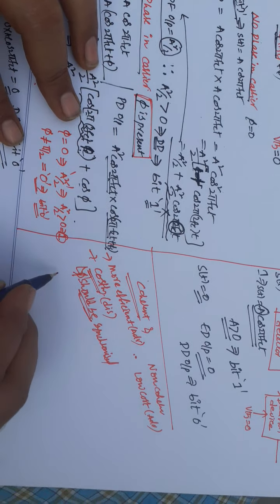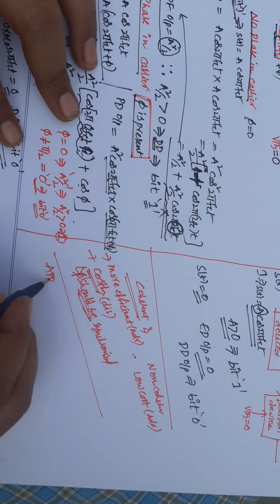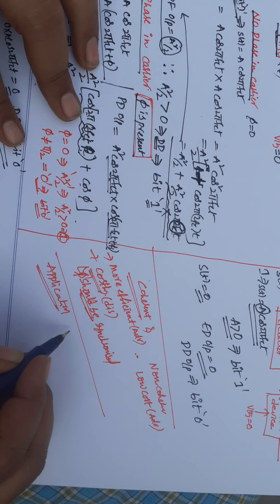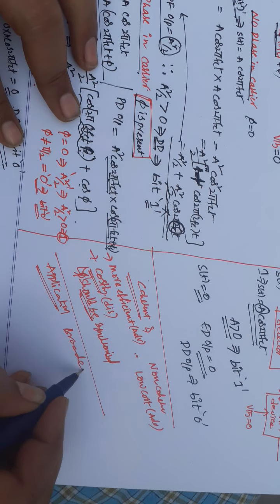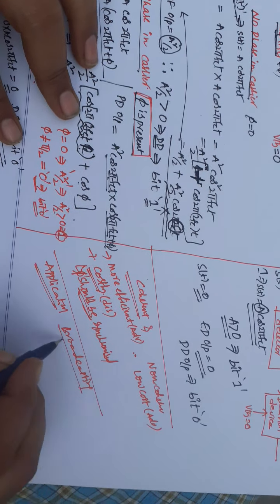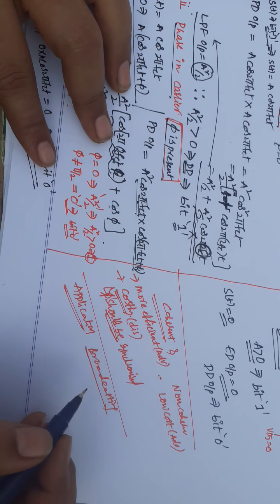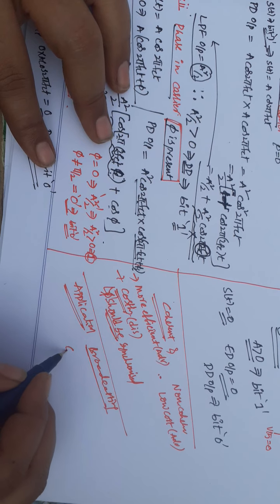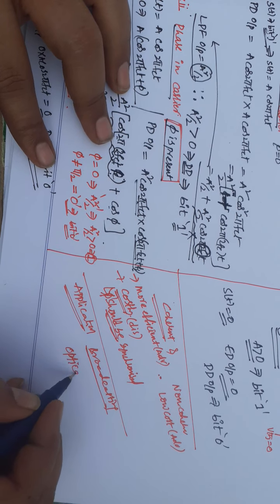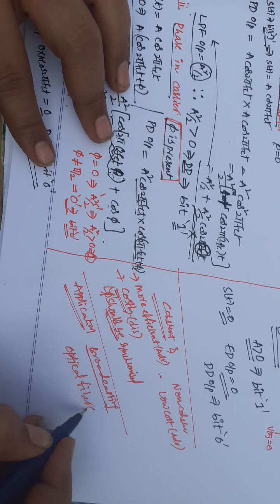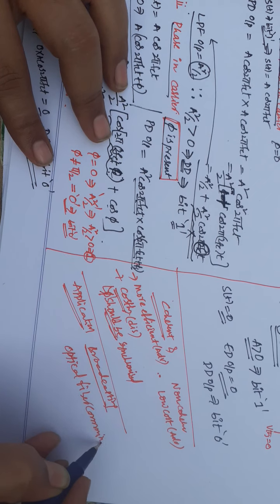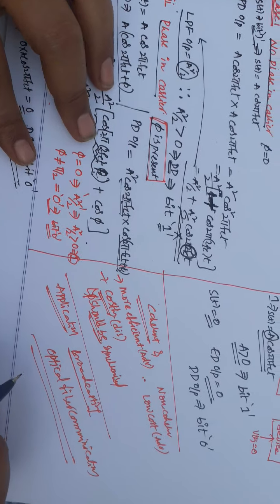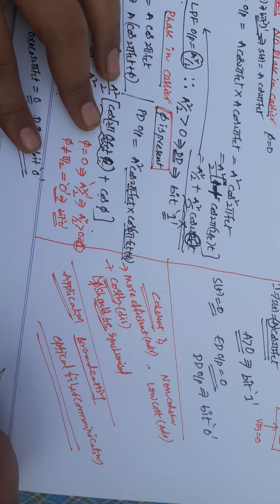Right? Now the applications: it is used for broadcasting purposes. Basically this ASK or BASK is used for optical fiber communication. This is the advantages of BASK.